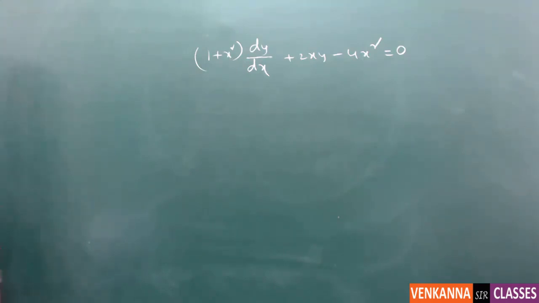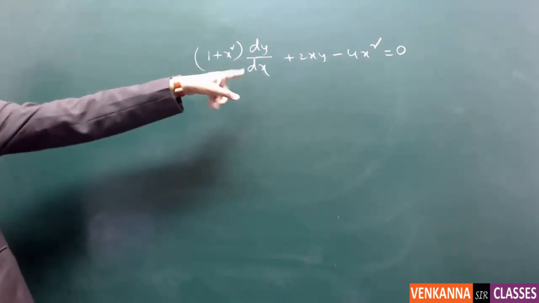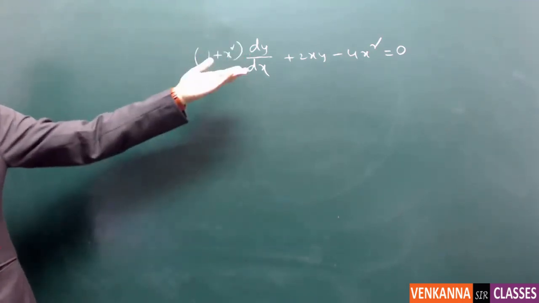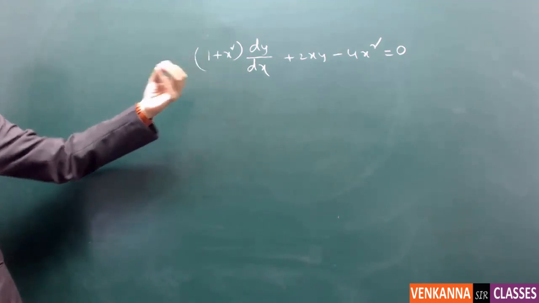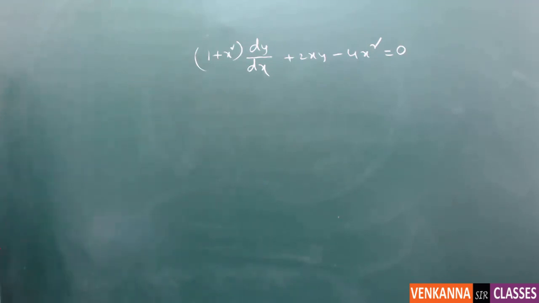1 plus x square into dy by dx plus 2xy minus 4x square equals 0. Here, please understand one thing: by converting the given equation into linear form, it is very easy for us to solve the equation. Apart from this, by simply multiplying the equation with dx, you get the form Mdx plus Ndy equal to 0, and there you can solve with your previous approach. That is also acceptable. Why are we using the linear differential equation? Because it is easy to solve. That is the only criterion here.